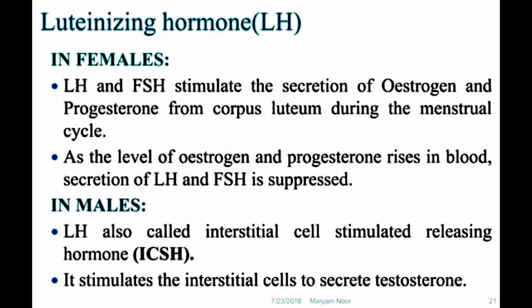LH in the male is known as interstitial cell stimulating hormone because it stimulates the interstitial cells of Leydig in the testes. In the female, it will cause maturation of the Graafian follicles, induces the synthesis of androgens from the theca cells, and is mainly responsible for the ovulation. So it is necessary for the formation of corpus luteum and activates the secretory function of corpus luteum. Prolactin acts directly on the epithelial cells of the mammary glands.